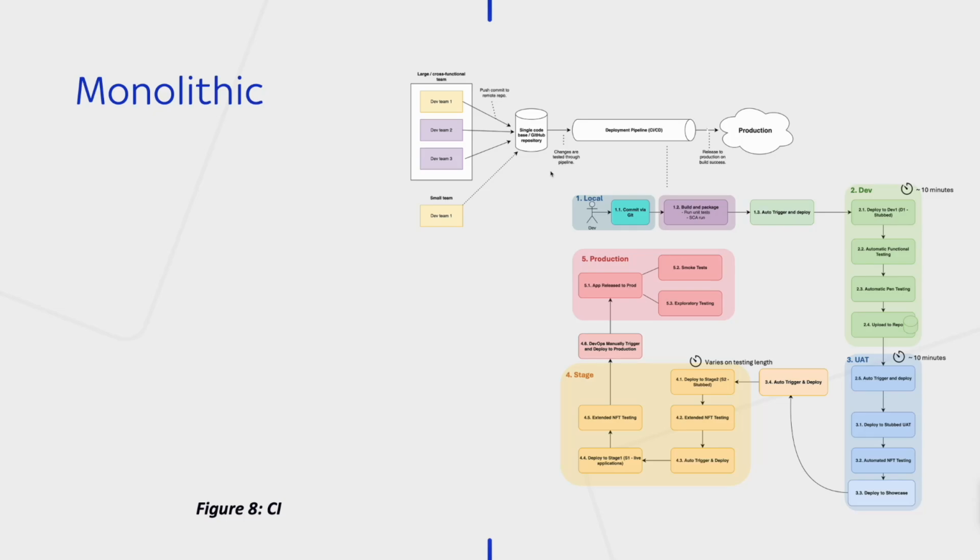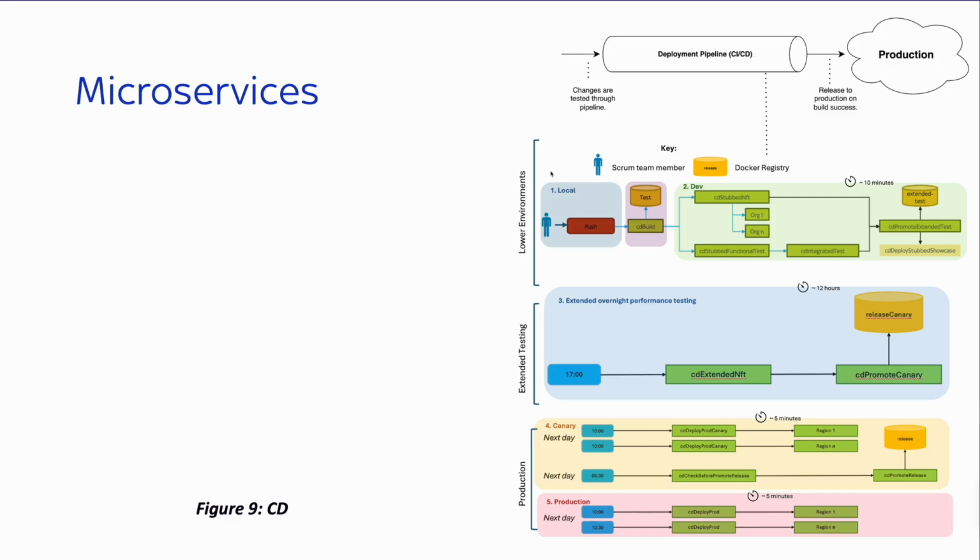This progressive approach ensures high confidence and minimizes production risk, crucial for a monolith where rollback and issues can impact the entire platform.